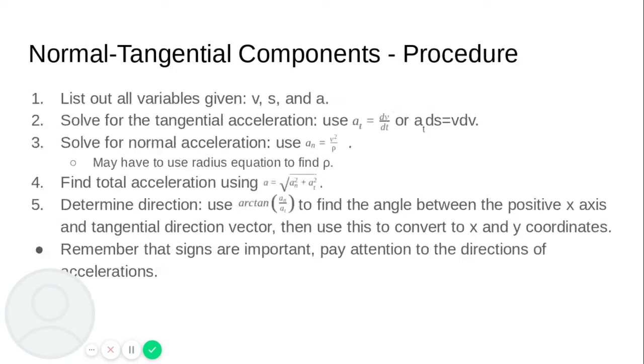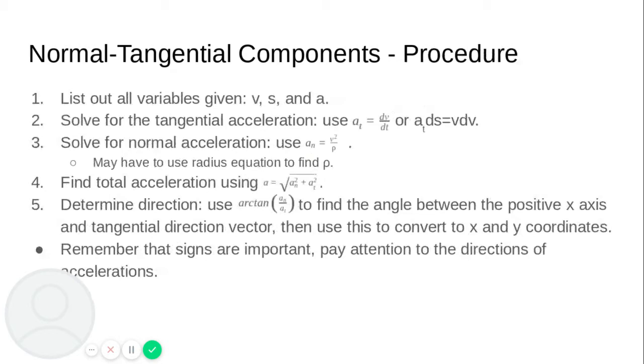So, the procedure for normal tangential components. First, we want to list out all of our variables, v, s, and a, so velocity, displacement, and acceleration. Then we should solve for tangential acceleration. We can use a_t equals dv over dt, or tangential acceleration times ds equals v dv. Then we can solve for normal acceleration. We can use normal acceleration equals v squared over rho, and we might need to use that big radius equation to find rho. Just a note though, steps 2 and 3 can be interchanged.